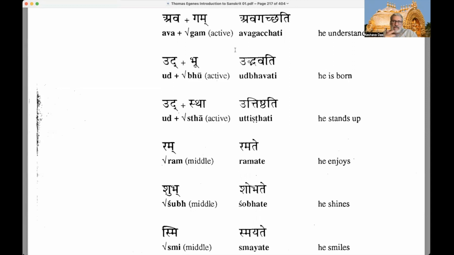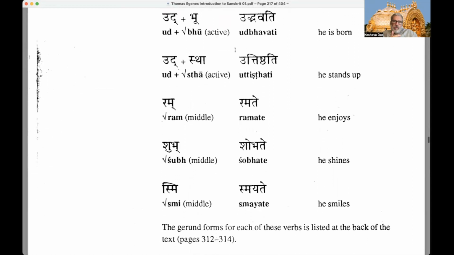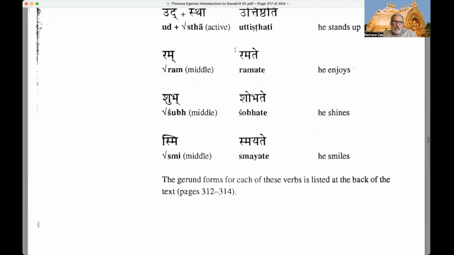And this is also active endings. Right. So now we have star. Remember, star is the root of tisht. Tisht is the stem, and it means to stand. Right. If we add the prefix or upasarga ud to it, which means up, it means he stands up. So ud star becomes uttishtati. He stands up.